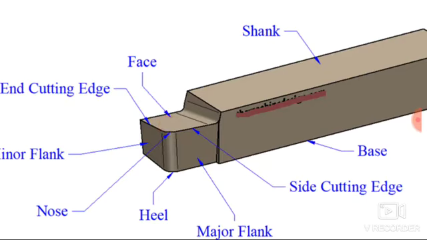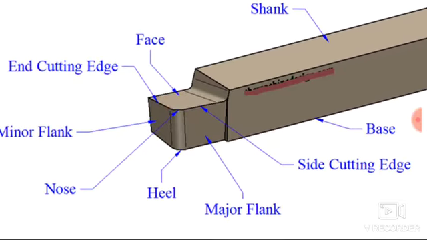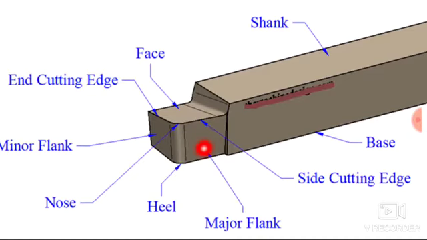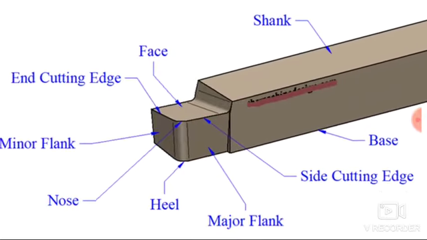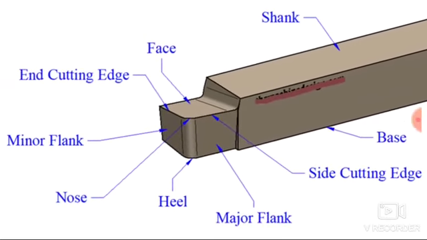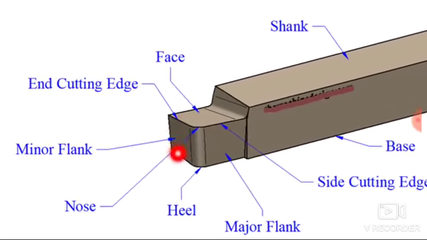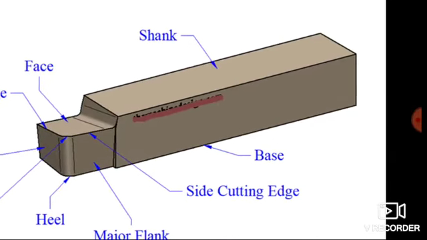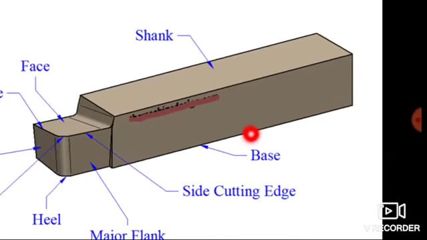Now the portion immediately below the side cutting edge is known as the major flank, and the portion immediately below the end cutting edge is known as the minor flank. So this is the minor flank and this is the major flank, and this is nothing but the heel of the single point cutting tool. And here you can see the base of the cutting tool, on which the single point cutting tool rests.